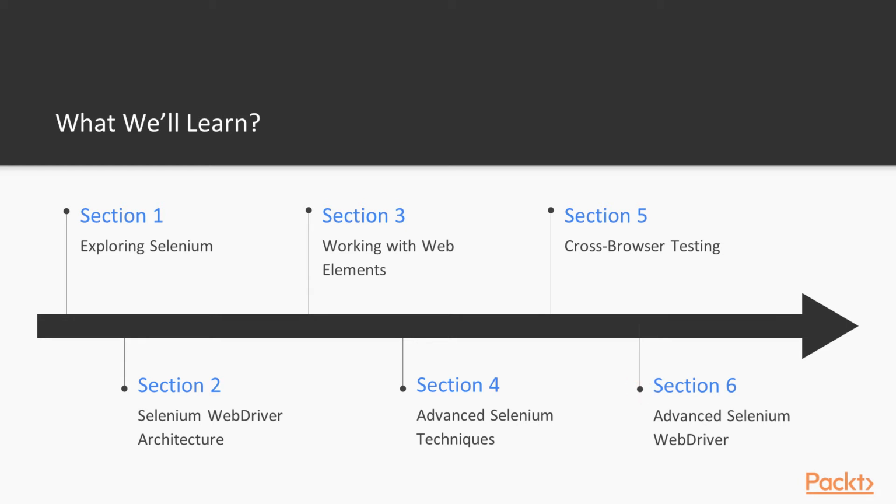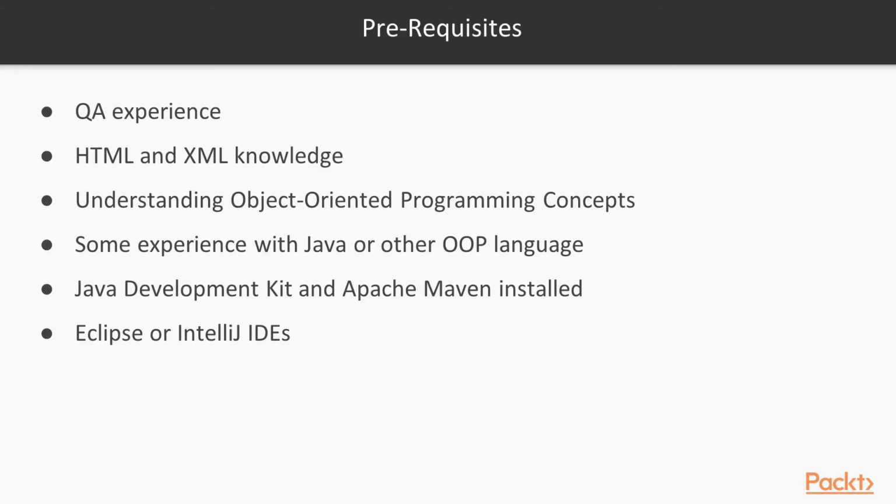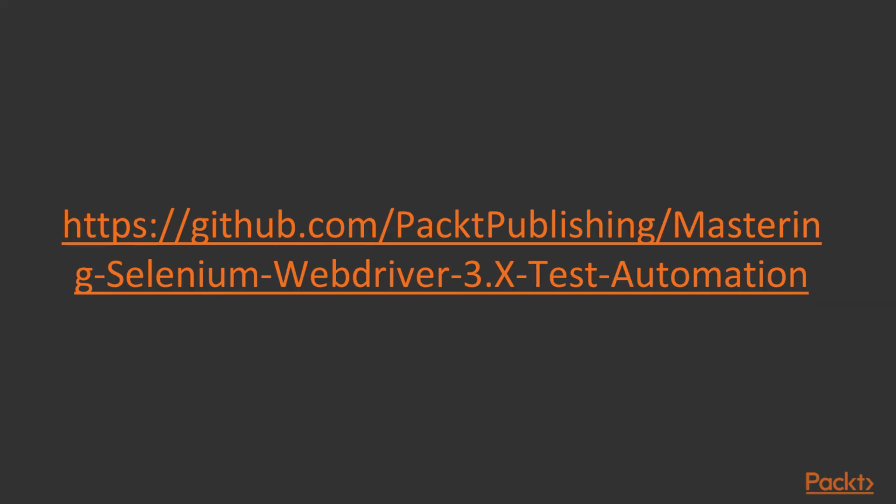with Selenium WebDriver. This course assumes you already have QA experience, know HTML, XML, maybe have some basic programming skills or understanding of object-oriented programming concepts. You also should have Java Development Kit and Maven installed on your machine in order to run tests. I will be using Eclipse for coding, but if you prefer IntelliJ or some other IDE, you are welcome to use it. All code developed during this course will be available on GitHub.